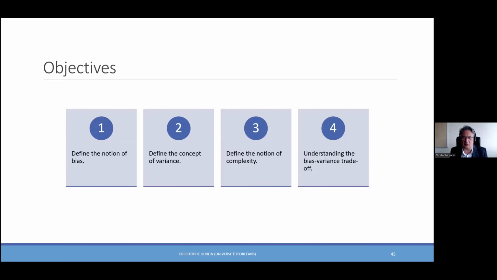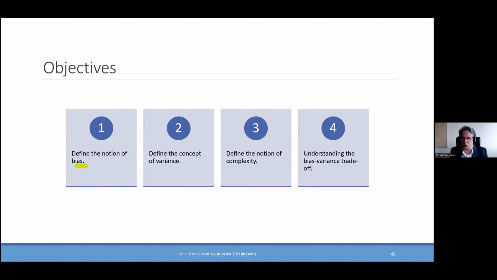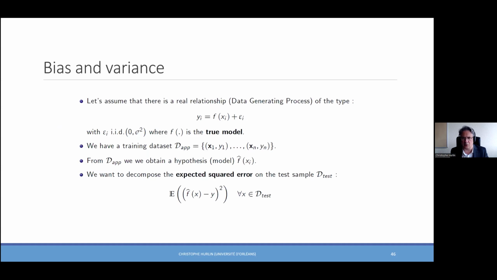Okay, so let me start with the bias-variance complexity trade-off. So I have to define the notion of bias, the notion of variance, the notion of complexity, and to understand the trade-off between these dimensions. Let me start with a world in which we assume that there is a real relationship, a data generating process between y and x. And let us imagine that yi is equal to f of xi plus epsilon i, and f here corresponds to the true model, which by design is unobservable.